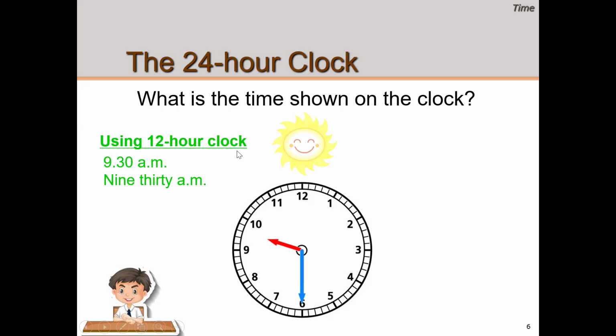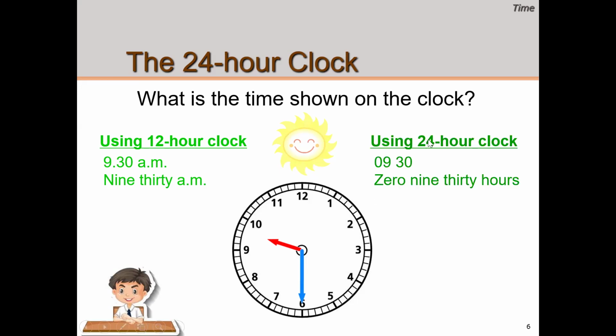So using a 12-hour clock, 9:30 a.m. For the morning, you have to write a.m., and for the evening, you have to write 9:30 p.m. If this time is in the morning, you have to write a.m., and if this time is in the evening or at night, you have to write p.m. Using a 24-hour clock, you have to write this as 09:30 hours. So this time will represent 9:30 in the morning.